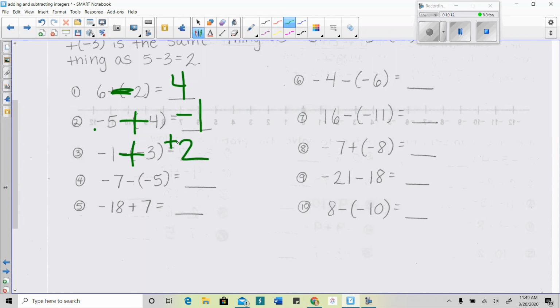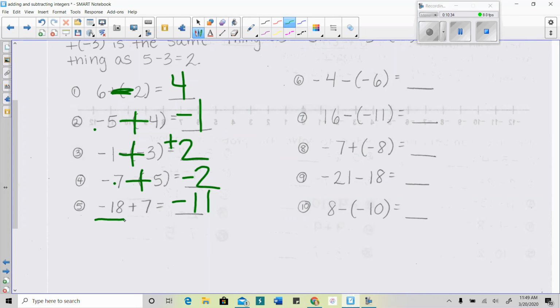Okay, so going on to this next one. These cancel out, and they make a positive. The two signs are now different. So 7 minus 5 is 2, and the larger number is the negative. Okay, this next one, the signs are different. So I'm going to subtract. 18 minus 7 is 11, and the larger number is the 18. So I'm going to put that negative that was on that 18.